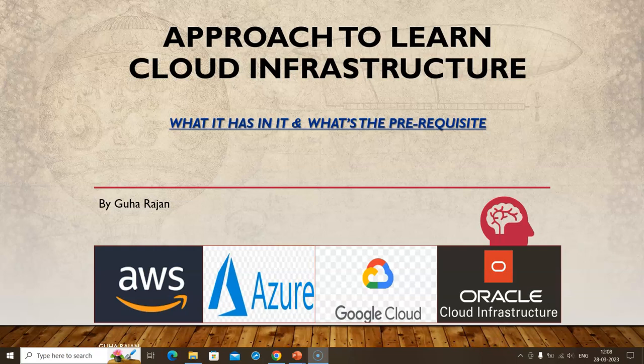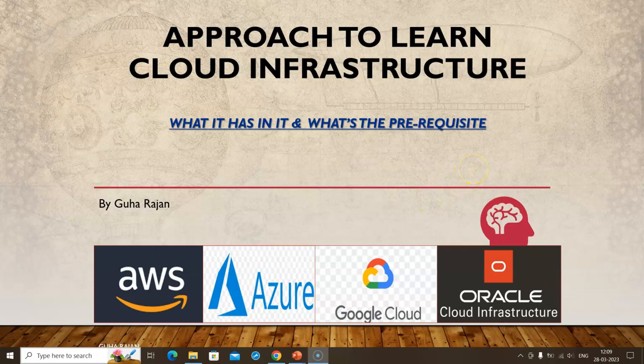All this is not said, so they end up enrolling in the high-fortune courses, spending about lakhs of rupees, but at the end of it, if they don't have a prerequisite, it becomes a challenge. So that is where you need to have an understanding of what this cloud infrastructure is all about. That is step number one. What are the prerequisites and how to go about learning it? That is what we are going to see in this presentation.